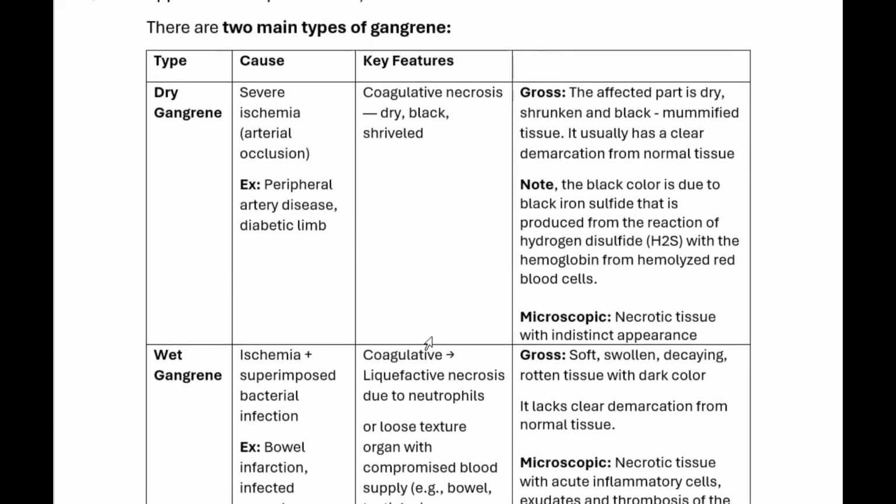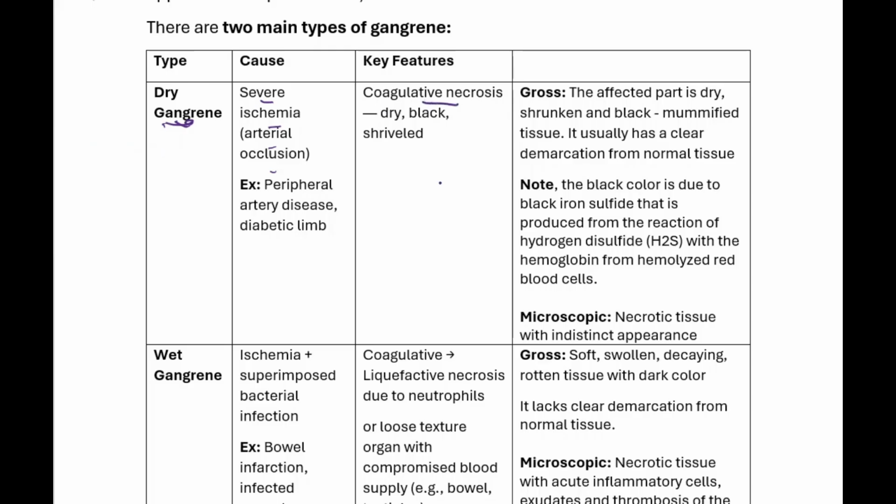So let's start with dry gangrene. From the word dry gangrene, that means when I look at this gangrene, it's going to be dry. Dry gangrene is usually due to severe ischemia from arterial occlusion. So if you have a gradual arterial occlusion, for instance somebody with a form of peripheral arterial disease due to atherosclerosis, remember atherosclerosis normally causes a gradual narrowing of the vessel. At the end of the day, that usually presents as a form of dry gangrene.